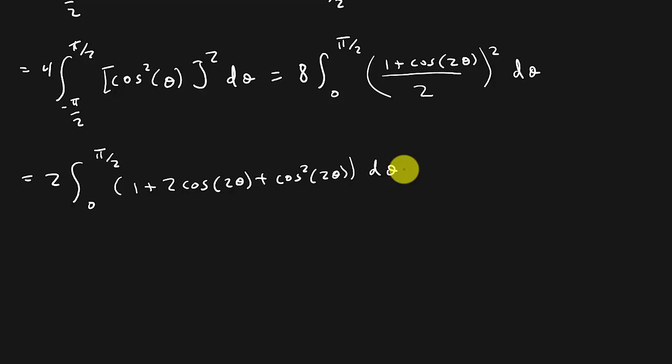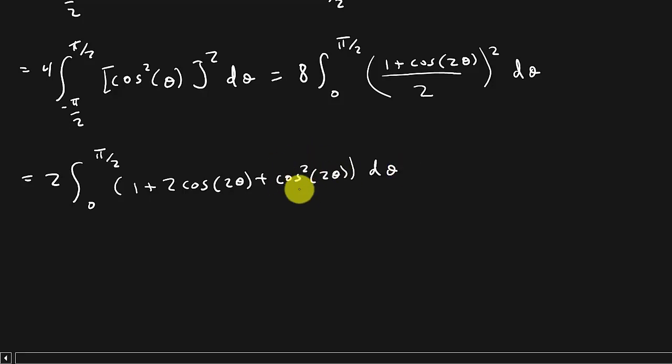All right, so moving along. I did that, but I still have this. Okay, so I still have a problem right here. I've got cosine squared, so I need to do it again to this one.